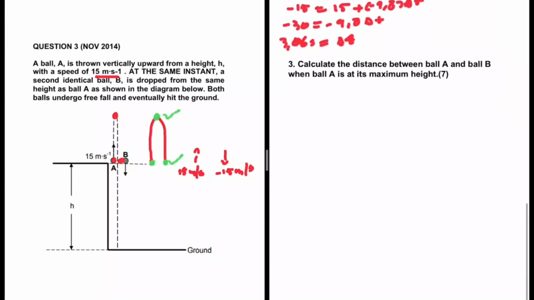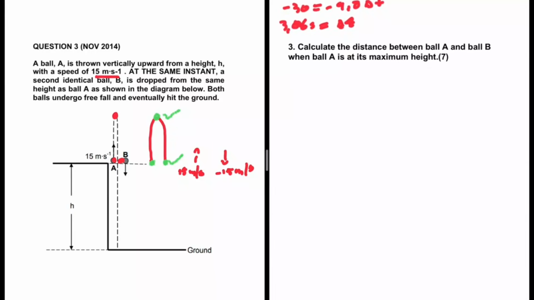The third question, calculate the distance between ball A and ball B when ball A is at its maximum height. How much time is taken by ball A to reach its maximum height? We know fully well that it takes 1.53 seconds. So there we go. We have our time. Like I've said previously, when a question is talking about distance, you have to be thinking of displacement. How can you calculate displacement?